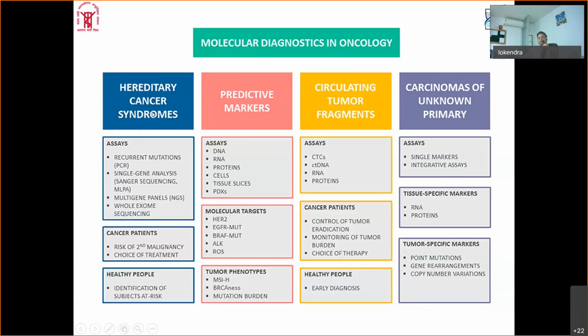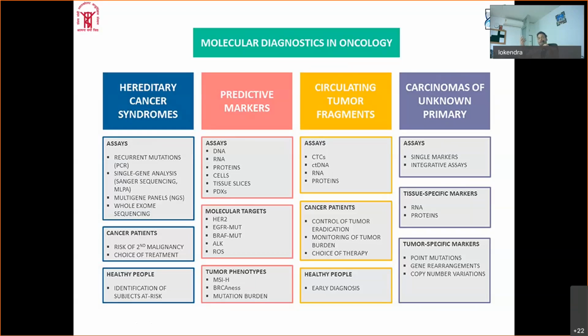So hereditary cancers or syndromes can be detected by using various molecular techniques, and those assays can detect recurrent mutations by using PCR, single gene analysis, and multi-gene panels. Nowadays, in case of oncology, molecular diagnostics plays a very important role, not only in diagnosing the cancer, but also in deciding the therapies, and also for screening purposes.